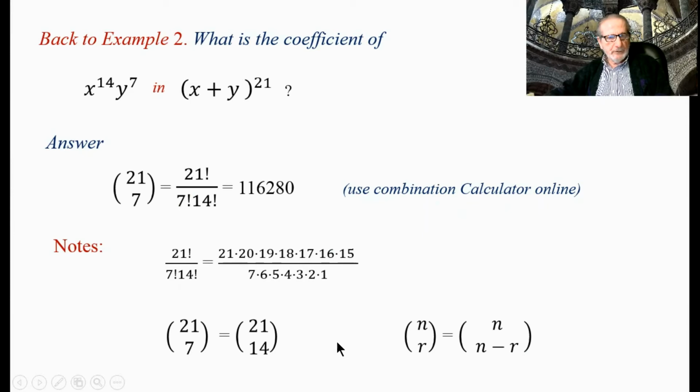And you need to notice that 21, 7 is the same as 21, 14. So if by mistake you put 21, 14 here, the answer will be the same, because combination N, R is the same as combination N minus R.